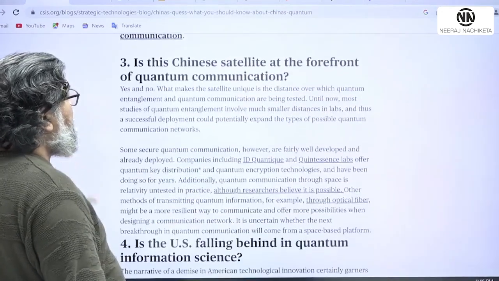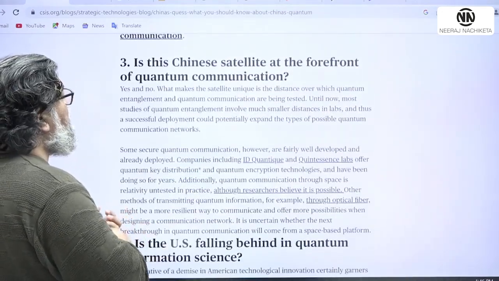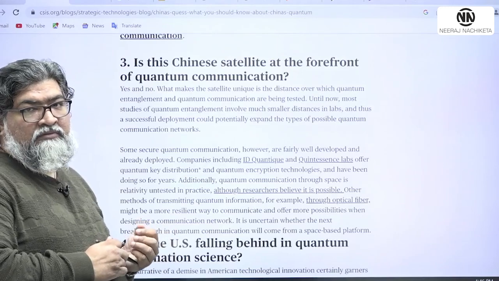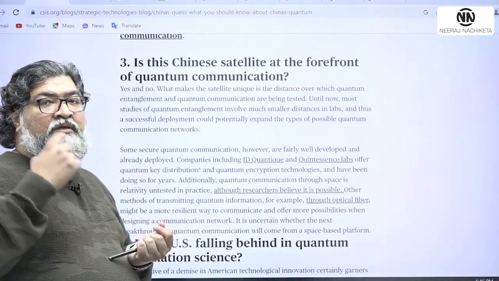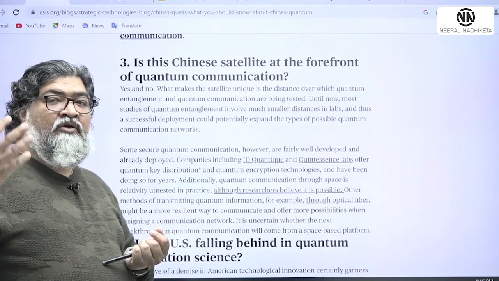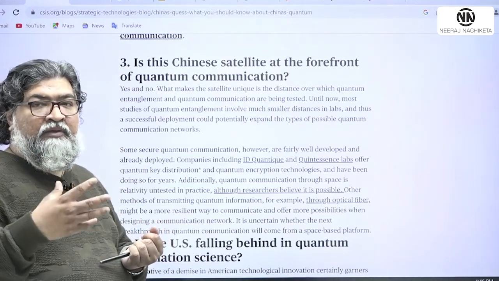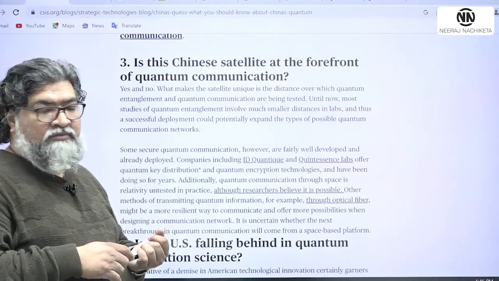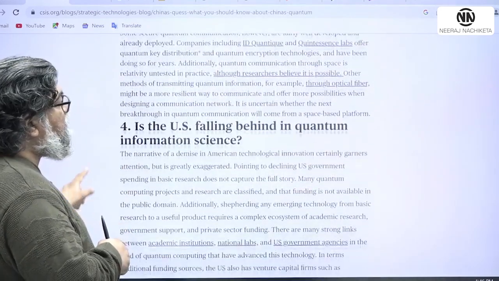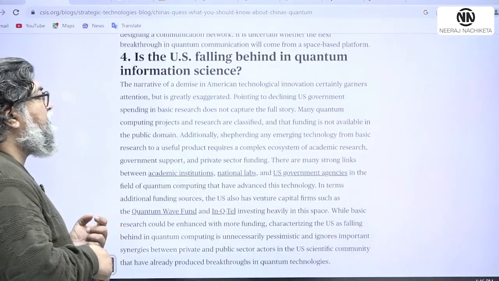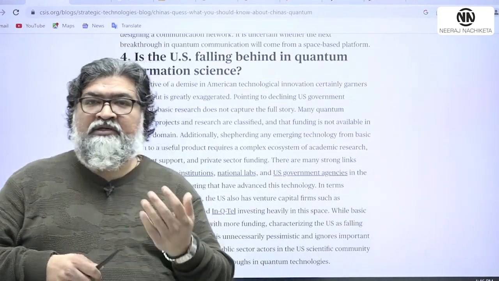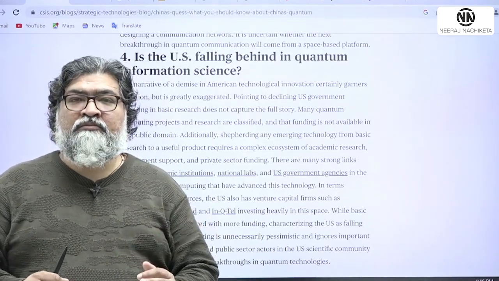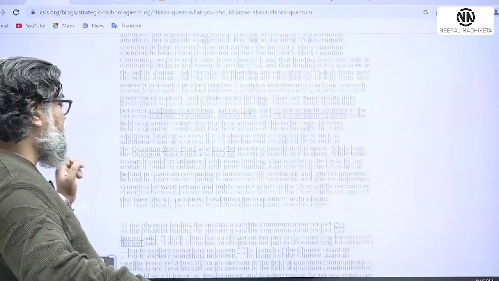Then again here, is this Chinese satellite at the forefront of quantum communication? The answer is both yes and no. Yes, because it is done at the lab level. No, because other countries like the US, Europe and Australia are also working towards it, and they can develop better communication modes using quantum bits than what China has done. Is the US falling behind in quantum information science? That is wrong. I have told you that the private company Google has already demonstrated that. American labs are also doing research in the quantum part of it.